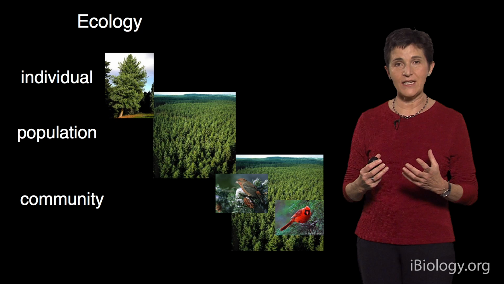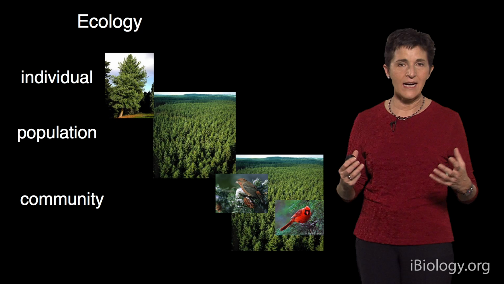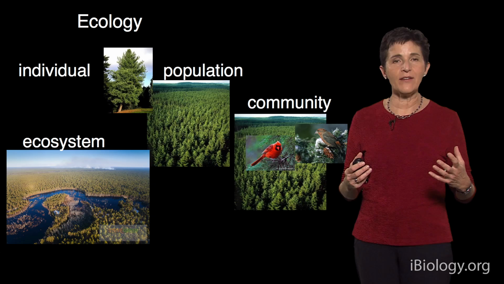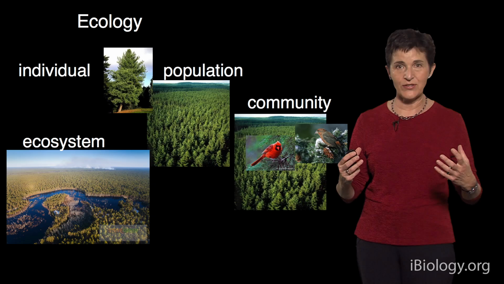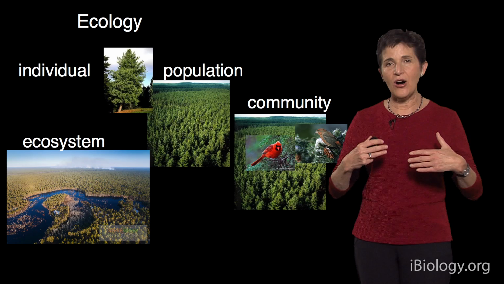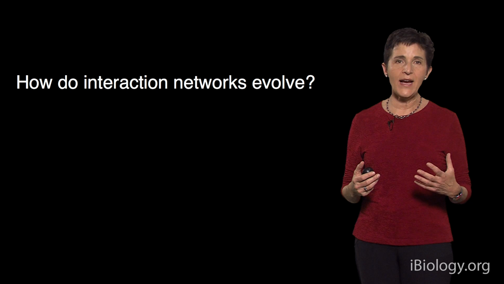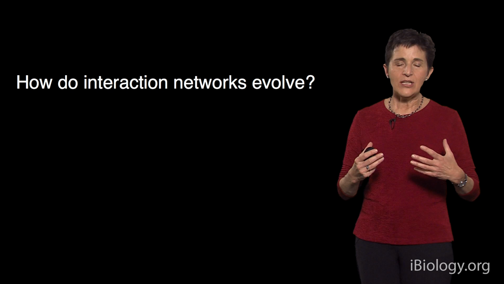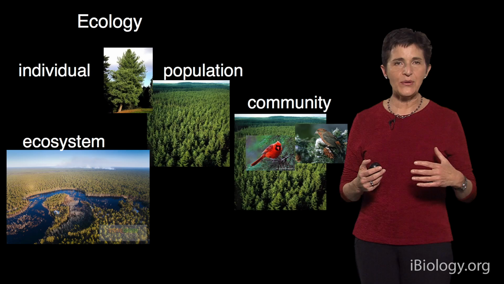In the forest, of course, there are many, many kinds of organisms in the community that that forest is part of. And we could go even one level up and think about the interactions between all of those organisms and all of the other factors that affect them, like the air and the water and the wind and all of the chemicals that are circulating through the system. Ecology is the science that helps us to understand how all of these interactions lead to changes in a system. And so when we want to ask how do interaction networks evolve, we really have to ask how does evolution react to the interactions within the system? So we have to think about ecology to understand evolution.